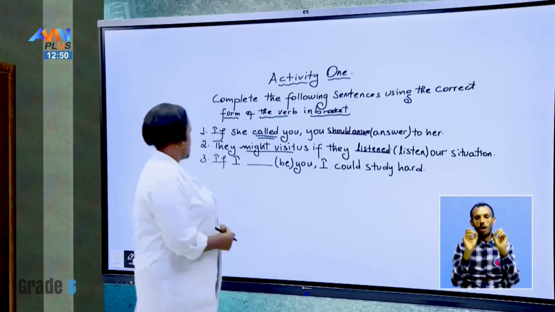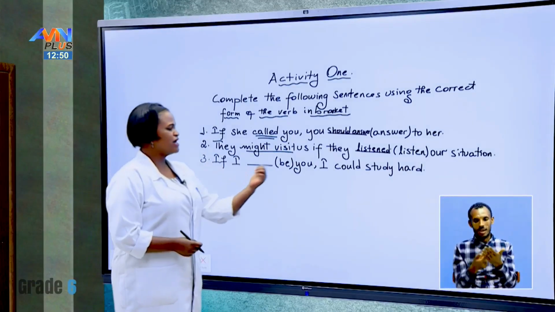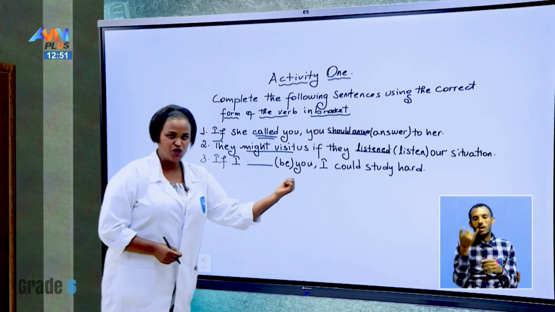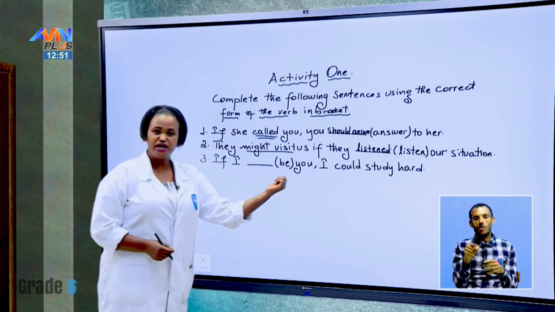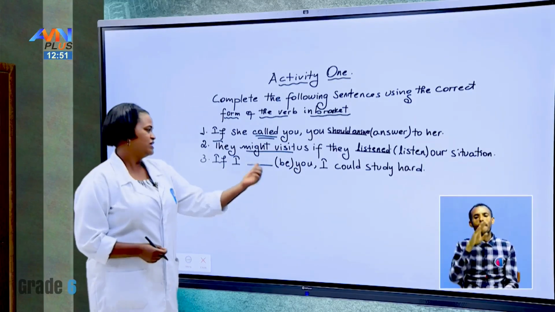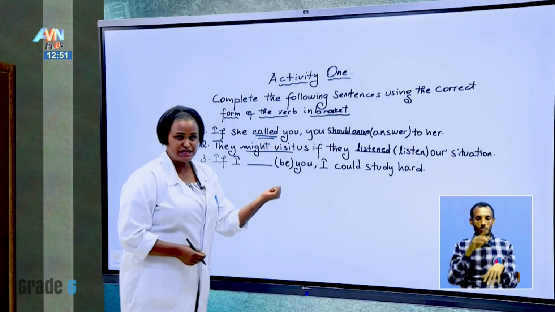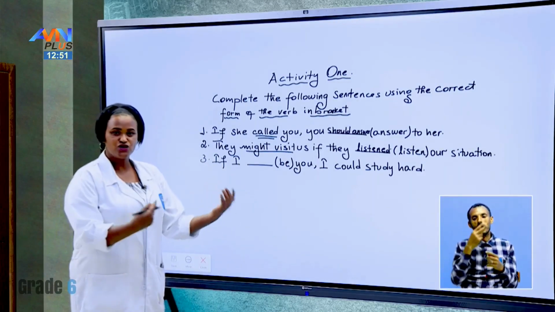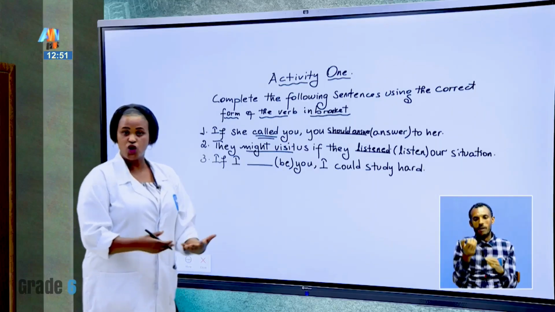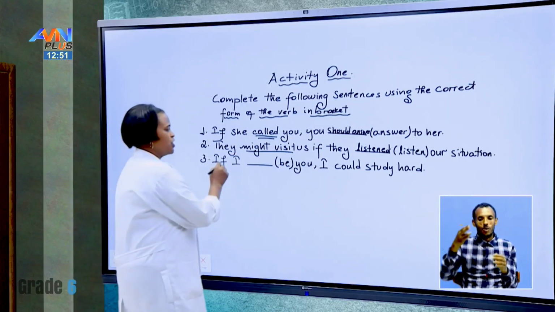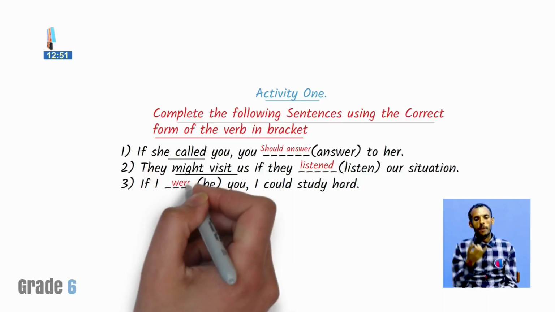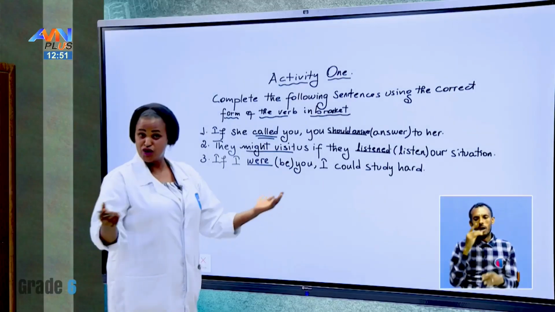Let's see here. If I be you, what do you say? Do you say been? No. This time, be is representing what? The verb to be. So what verb to be do we use? As I told you earlier, we say what? Was or were, right? So, if I were you, I could study hard, but I'm not you, right?